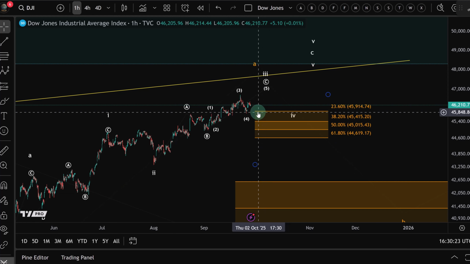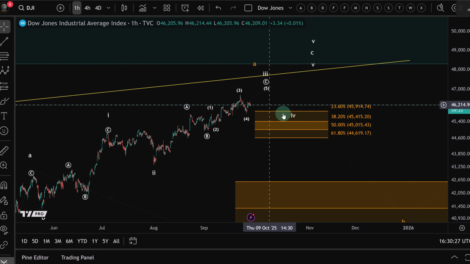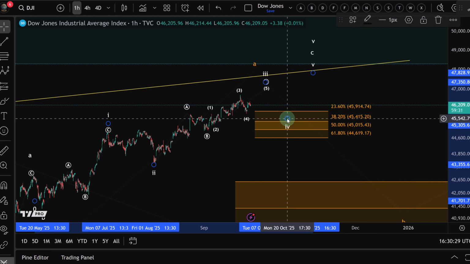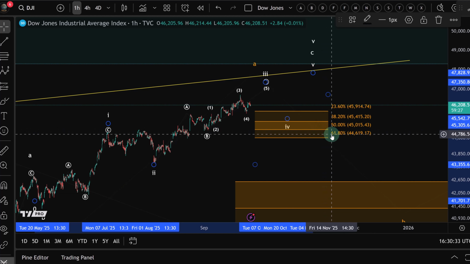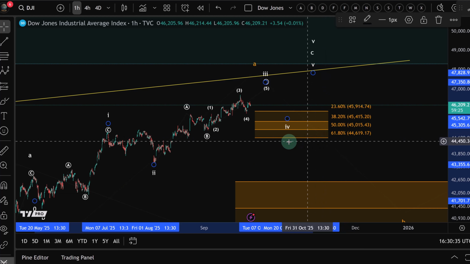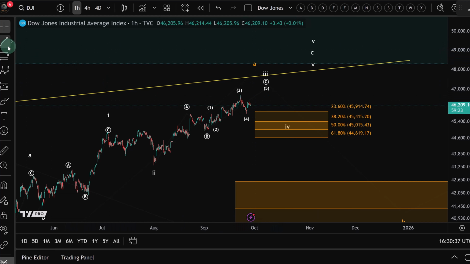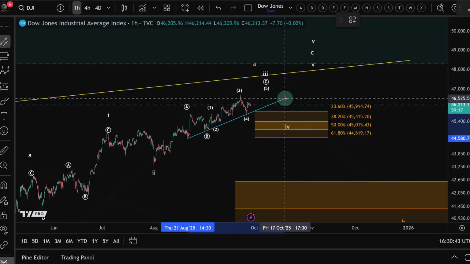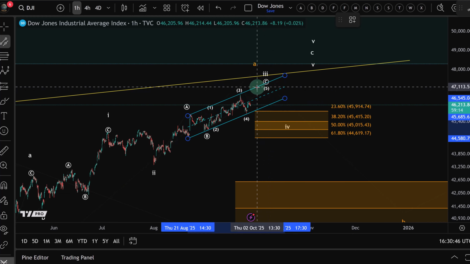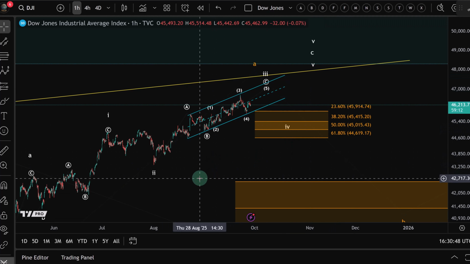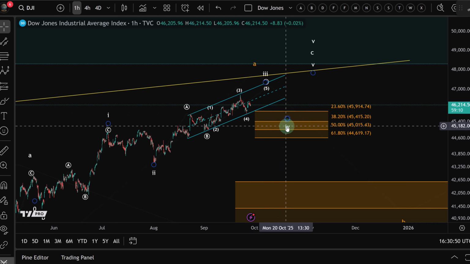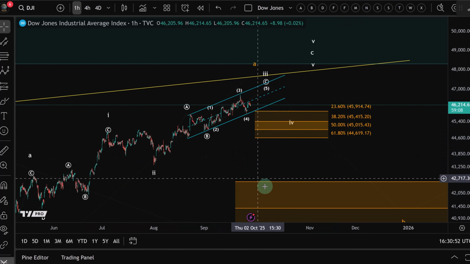If we break below this last low here at around 45,800, then we're likely already in the larger 4, Roman numeral 4, in which case then the price should hold $44,620. So this is how I track it at the moment. We can also add a trend channel to the chart, probably rather like this, in which the Dow is currently moving. A break below could also indicate that this fourth wave has already started.